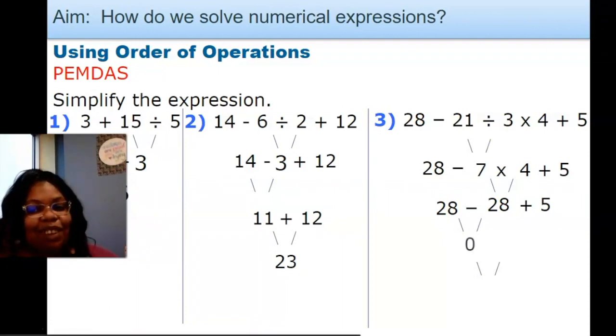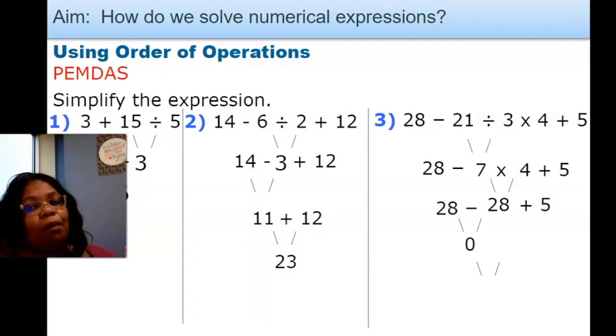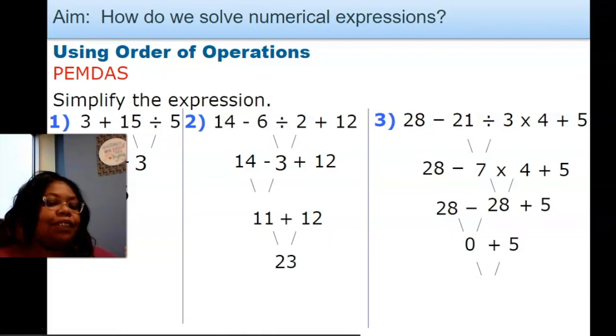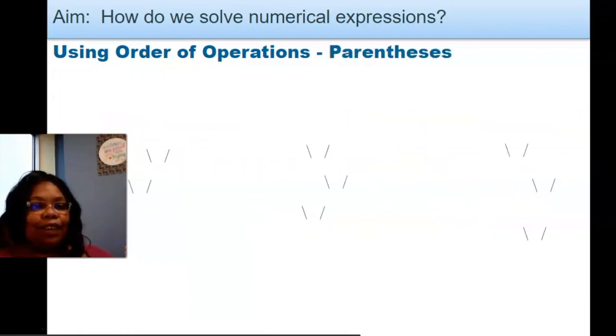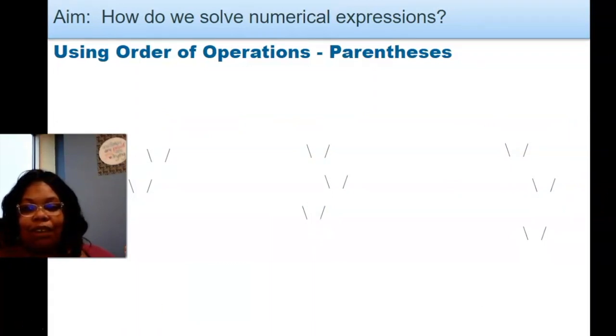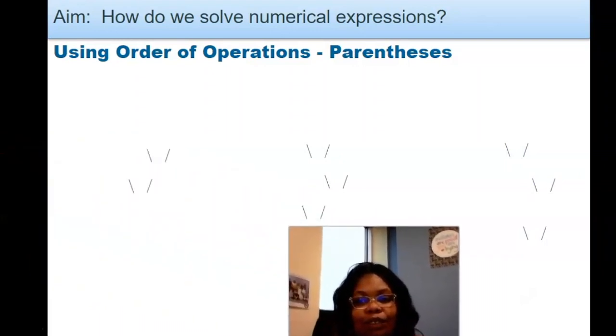Good job, it's 0. And so we copy our problem over, 0 plus 5, and our answer is, good job, it's 5. Okay, let's do a few more together. I'll try to move myself around a little.